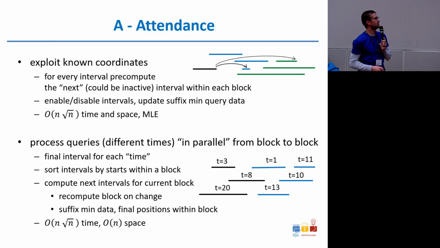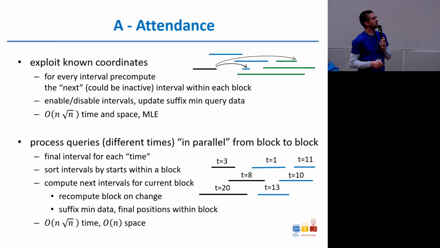So the last improvement is that you can process these queries, let's call them different times. So if we say that every interval appears at some time, we're actually processing queries at different times, which include the intervals that appeared until then. And what we can do is we can process them in parallel from block to block. So it makes sense to sort the intervals by start points, just a helpful note.